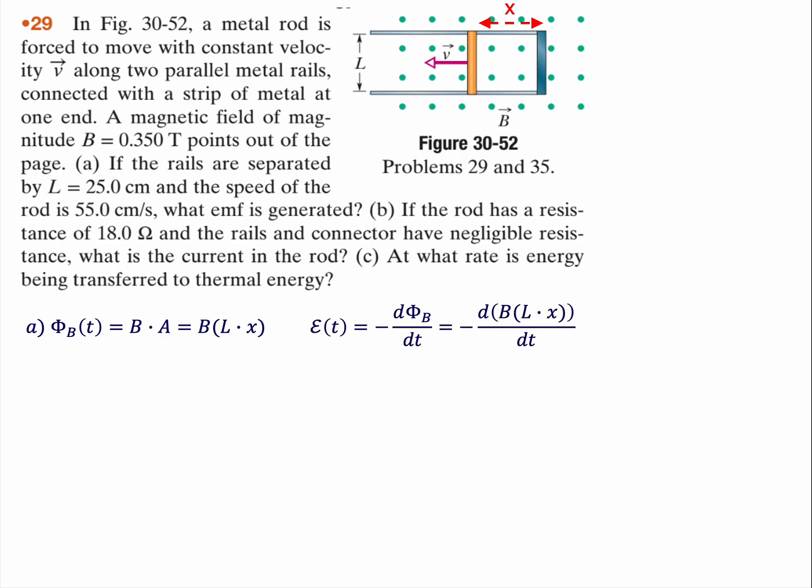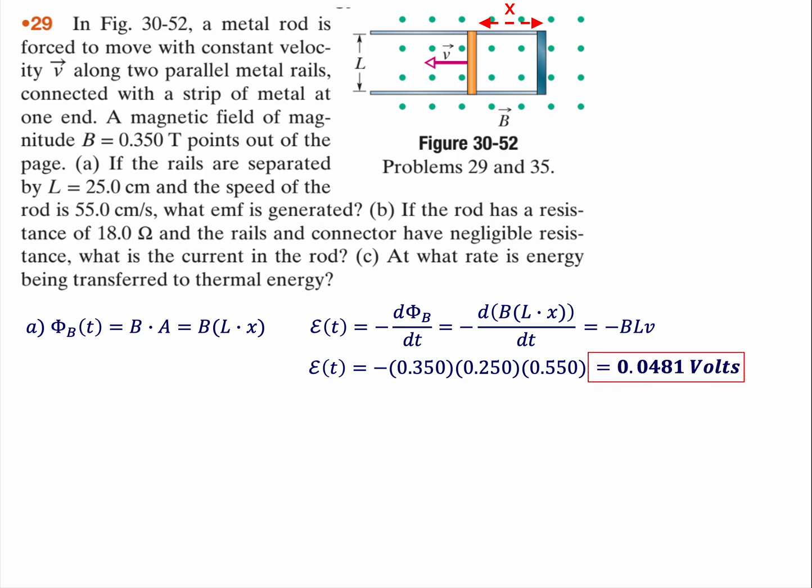Well, remember the EMF generated is the change in magnetic flux over the change in time, or the derivative of that magnetic flux with respect to time. In this case, magnetic field and L are constant. x is what's changing with respect to time. So of course that's just BLv. Plugging in our numbers, again remember converting centimeters to meters, we get these, and that gives us an EMF of this many volts.